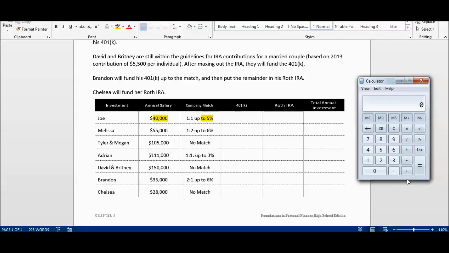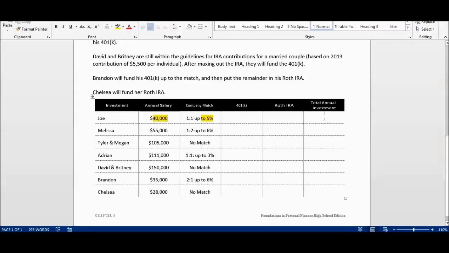And most of you already know to convert that, you're just going to move your decimal point 2 places to the left. So 15% is the same thing as 0.15, and we're multiplying that because it's 15% of. Whenever you see the word of in any kind of a word problem, that means multiply. So we're multiplying that times his annual salary, which is $40,000. And that gives us $6,000. So his total annual investment, the total contribution, is going to be $6,000.